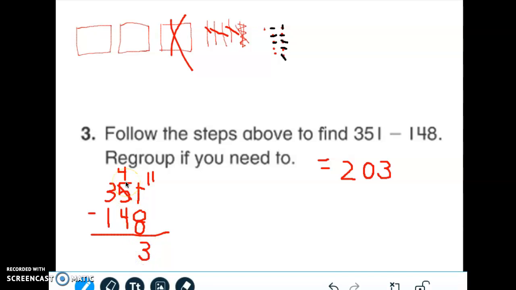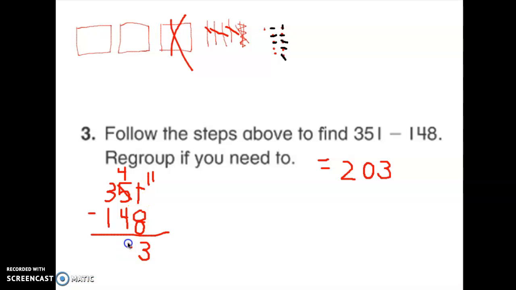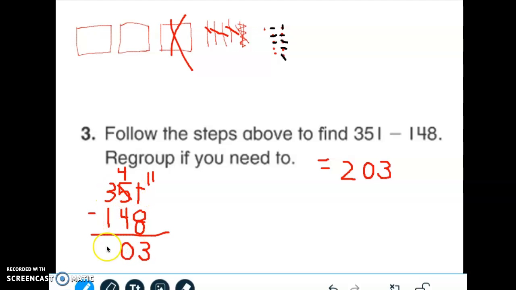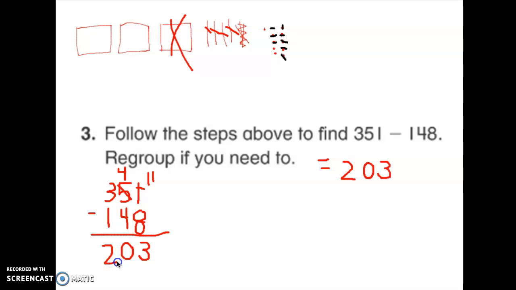Then we have 4 here because we regrouped. 4 minus 4 is 0, and 3 minus 1 is 2. So we get that same answer, 203.